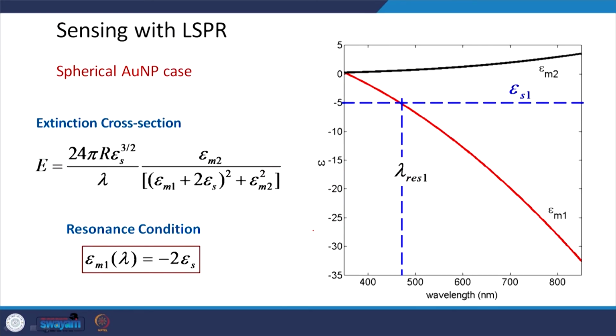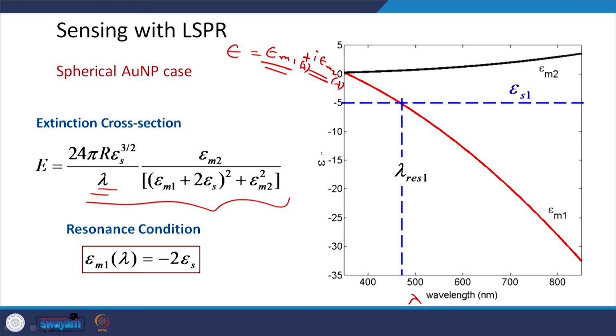So, if you want to use it for sensing applications, I have written the same expression now in terms of lambda rather than omega, because now we are going to measure the wavelength here. And if you plot the metal dielectric function as a function of wavelength, I am just plotting epsilon is equal to epsilon m1 plus i epsilon m2, and I am plotting this and this as a function of lambda.